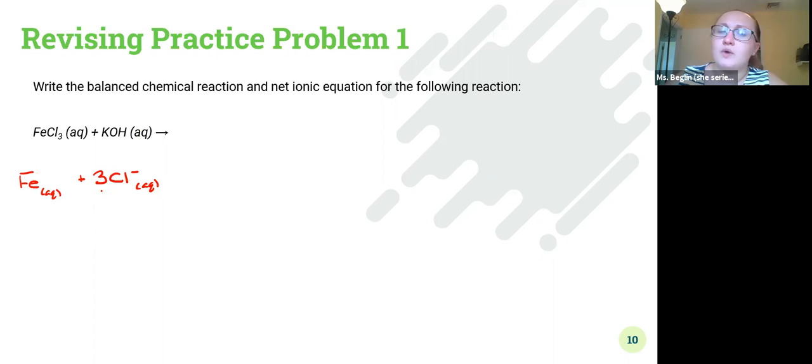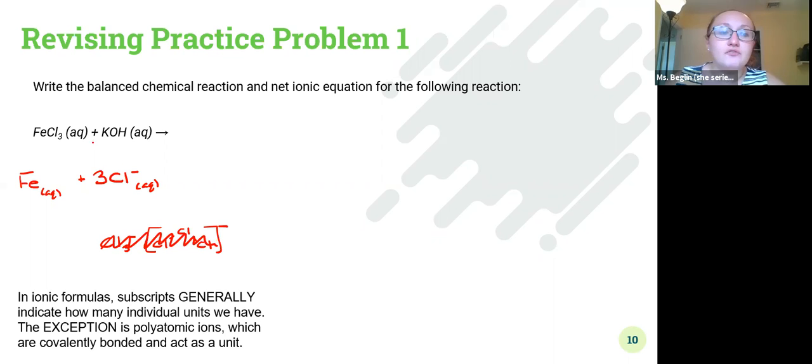Scholars, some of you may be wondering, wait, why did you write it as 3 Cl minus and not Cl3 minus? Cl3 minus would indicate 3 chlorines covalently bonded together, all sharing a negative charge. This doesn't exist. In ionic formulas, subscripts generally indicate how many individual units we have. So this is telling me I have 3 Cl minuses. The exception is polyatomic ions, which are covalently bonded and so act as 1 unit. So I have 3 Cl minus.